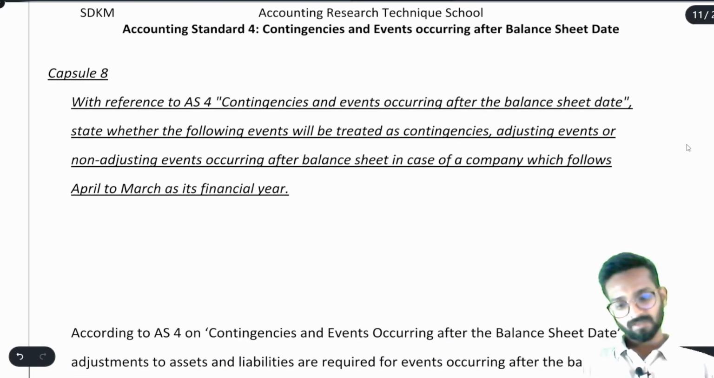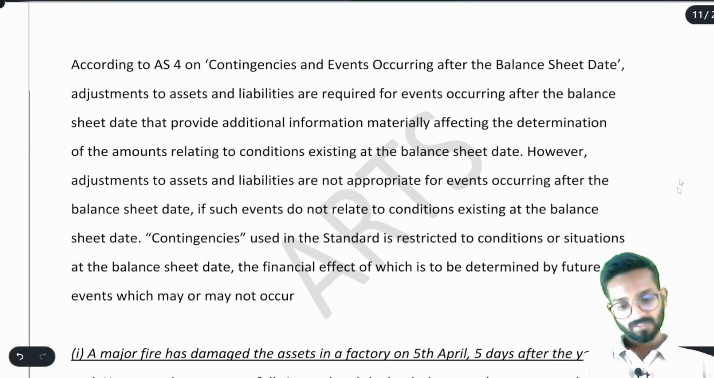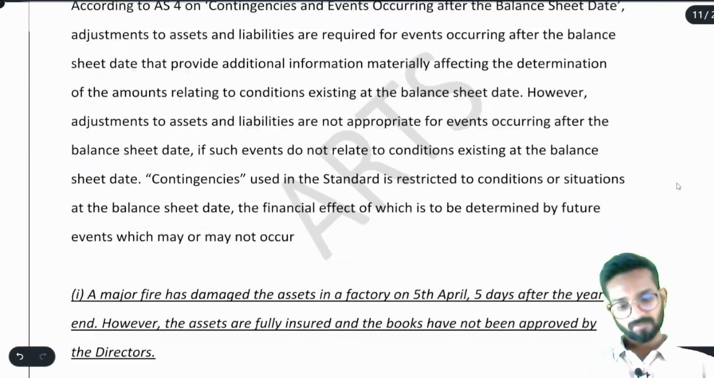Now, after this, capsule number 8 we have here is, with reference to AS4, state whether the following event will be treated as contingency, adjusting event or non-adjusting event. You have to tell whether it is contingency, adjusting event or non-adjusting event occurring after the balance sheet in case of a company which follows April to March financial year. This is just the introductory paragraph.